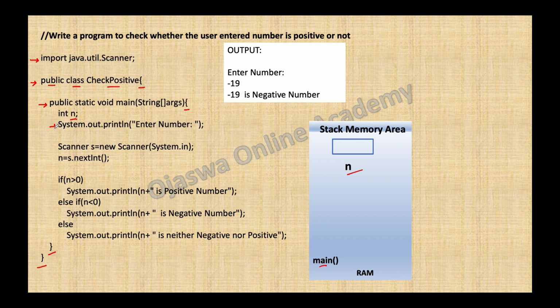The next statement is System.out.println("Enter number"). This text will be printed to the output screen. You need to tell the user that the number has to be entered. So the instruction is displayed on the output.